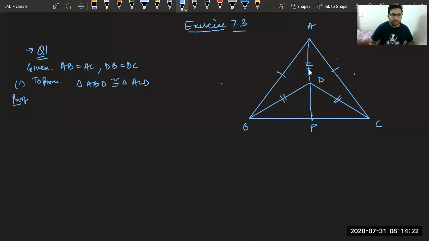We have in triangle ABD and triangle ACD, first thing AB is equal to AC, given. Second thing, DB is equal to DC, and the third thing AD equal to AD. So these were given, this was common. Now we can say the triangles are congruent.